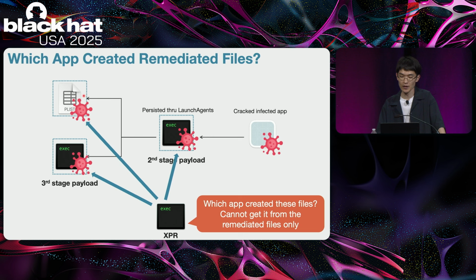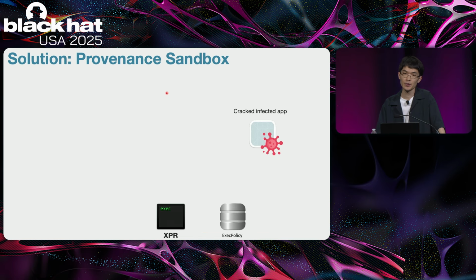Now let's assume the cracked app drops the second stage payload, and the second stage payload then drops the third stage payload and the plist file. The problem is, just by looking at the remediated files only, there's no way to tell which app dropped these files. This is exactly where the Provenance sandbox comes into play.